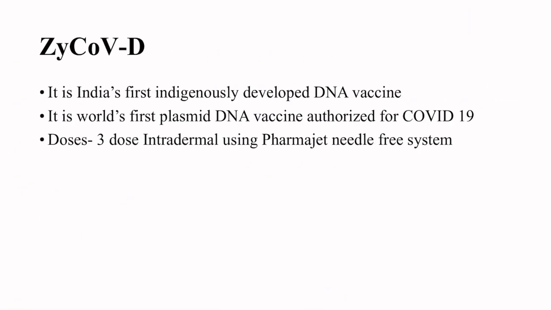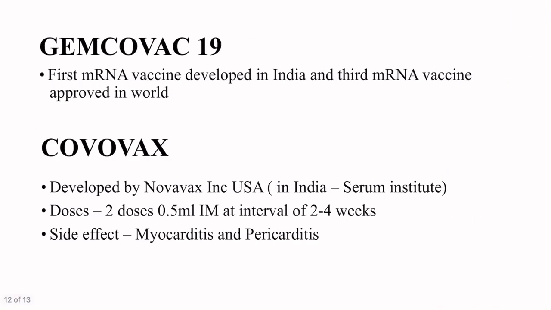Next is ZyCoV-D. D here stands for DNA, and this is the first vaccine given intradermally, 3 doses intradermal using the PharmaJet needle-free system. It is the world's first plasmid DNA vaccine authorized for COVID-19. Next is Gemcovac 19. It is the first mRNA vaccine developed in India, and it is the third mRNA vaccine approved in the world.